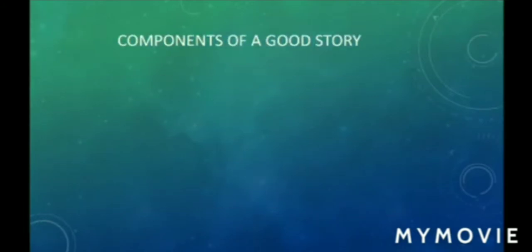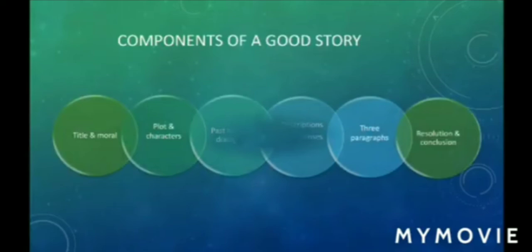Components of a good story. Here's a list of the components which are required for a good story. Title and moral, plot and characters, past tense and dialogues, descriptions using senses, 3 paragraphs, although it's not necessary, you can write a story in only 1 paragraph as well. And then resolution and conclusion. Let's have a detailed look at all these components one by one.